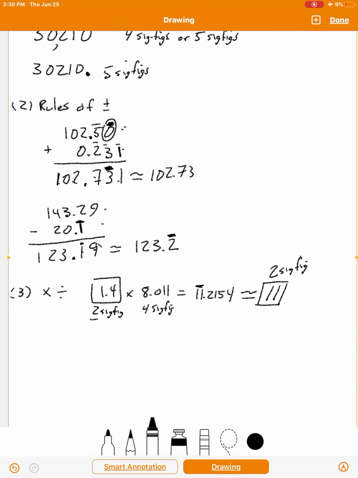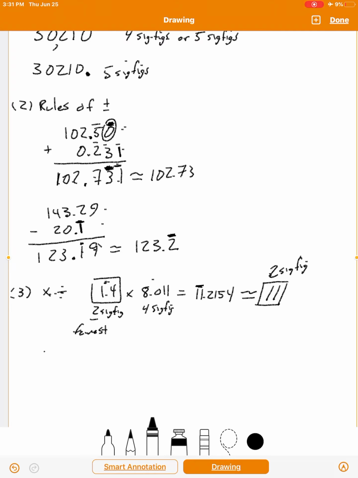So see how the rules are different? Here you're counting the number of digits past the decimal point for addition and subtraction. But for multiplication and division, you're just counting the sig figs in each number and then rounding your answer to the one that has the fewest sig figs. This one right here has the fewest.